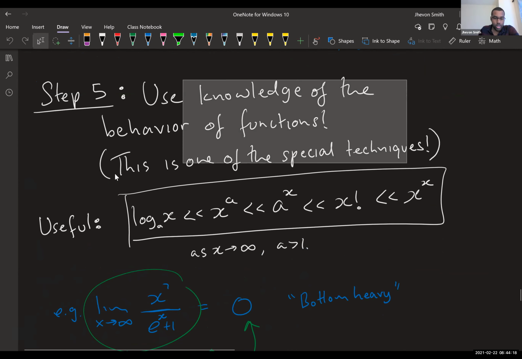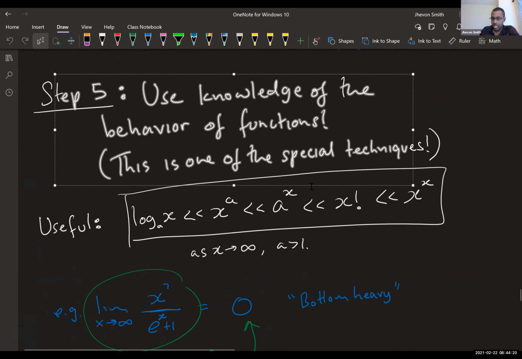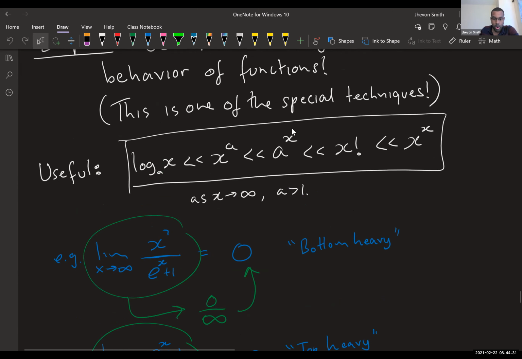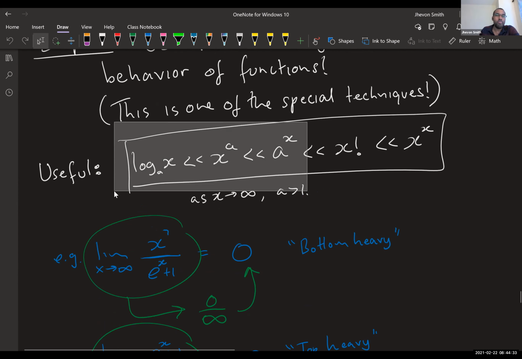Step 5 would be to use your knowledge of the behavior of functions, which we talked about. We're going to talk about that a little bit more in the next class, I think. But so far, here are some things we know for sure. Logs grow slower than polynomials, which grow slower than exponentials, as your x is going off to infinity.